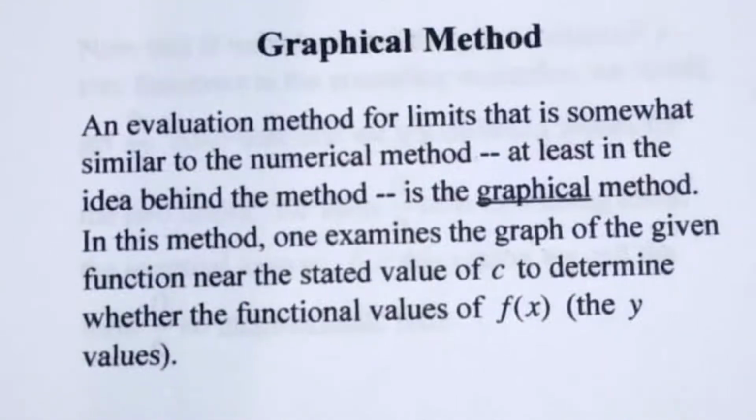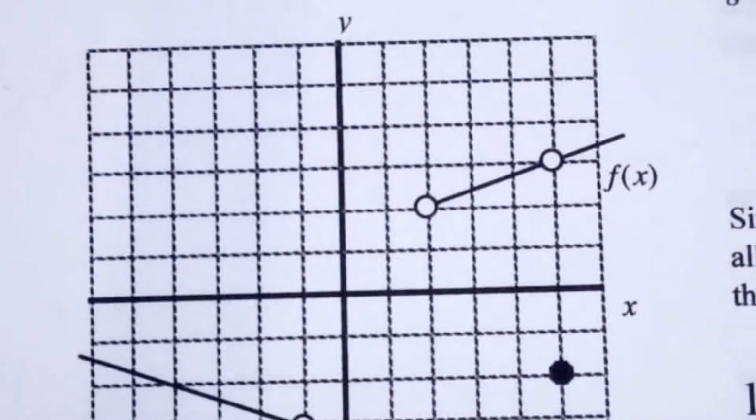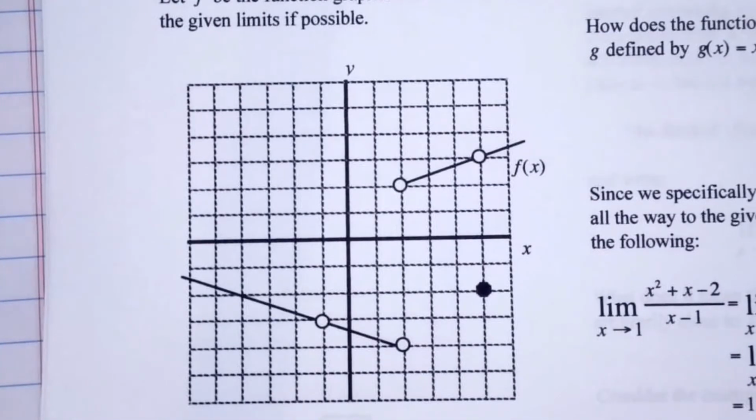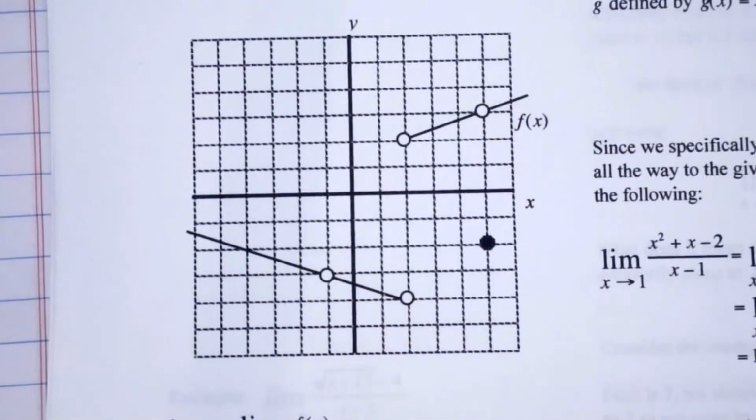So let's look at the following function. I'm going to back out just a little bit. Here's a function that is graphed. It's kind of an unusual looking function, but it is a function that passes the vertical line test.